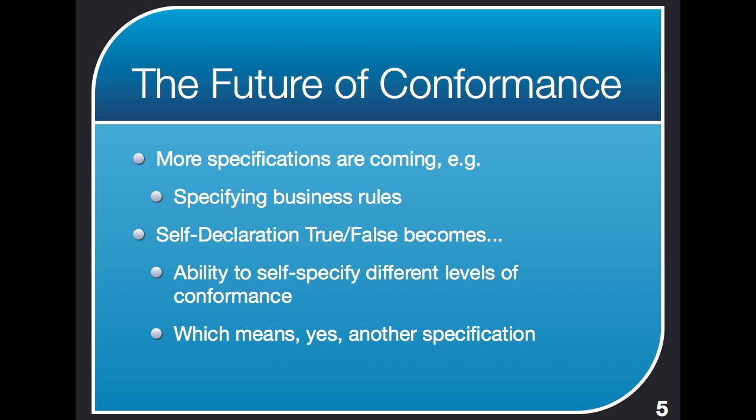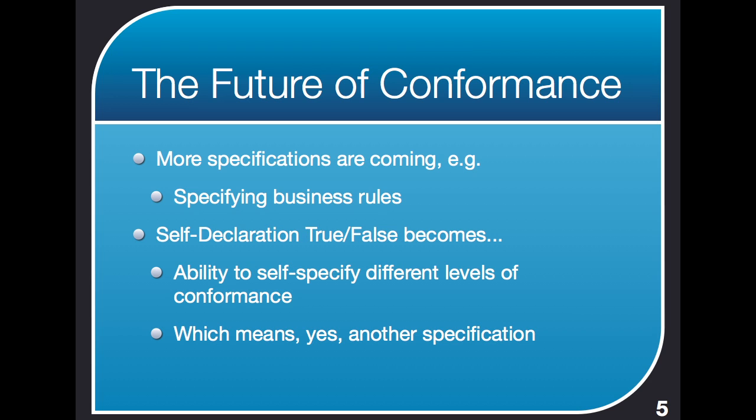So what's the future of conformance? Well, in short, more specifications. Yeah, actually, it's true, though. There are more specifications coming. For example, the NTAC is working on specifications for allowing you to specify business rules that go beyond what XML schema can handle. So you'll be able to specify very complex business rules and be able to verify and validate those within exchanges, and the methods for doing so are going to be part of a specification that's upcoming.